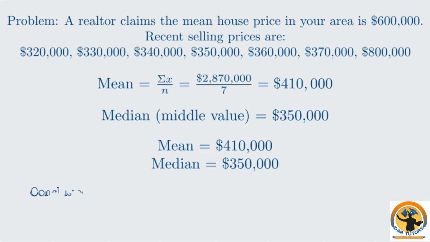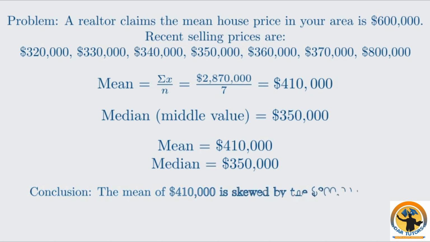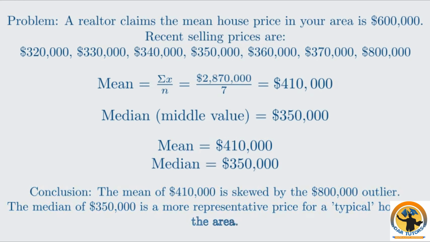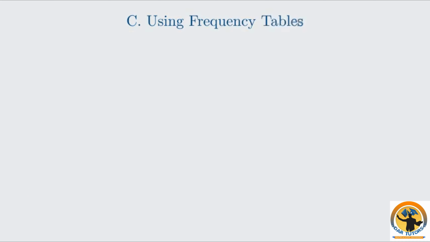The outlier, the house sold for $800,000, has pulled the mean up from the cluster of other prices. This creates a skewed distribution. In this case, the median of $350,000 is a much better indicator of the price you might expect for a typical house. So far, we've focused on calculating these measures from a list of raw data.